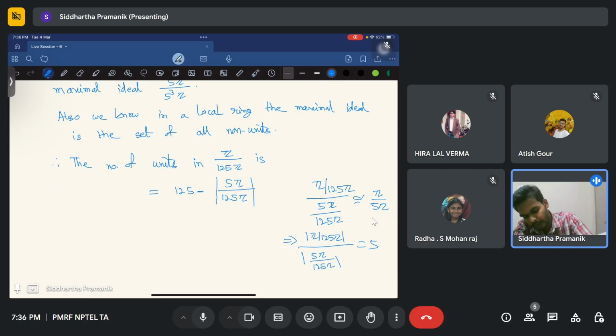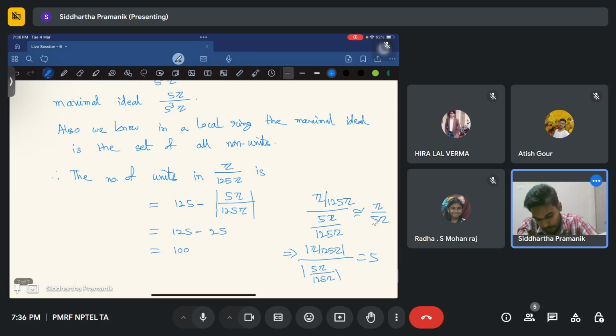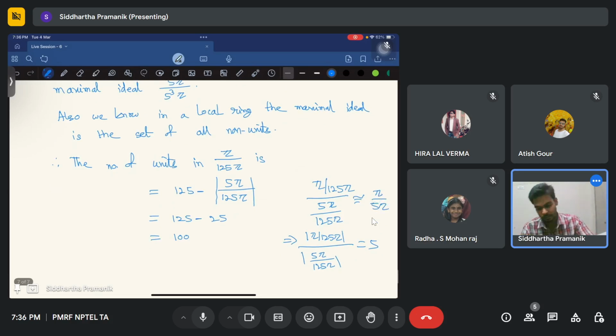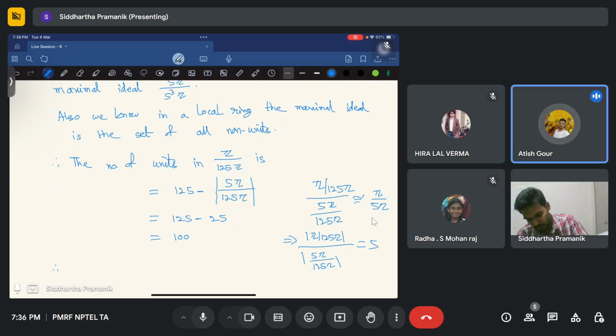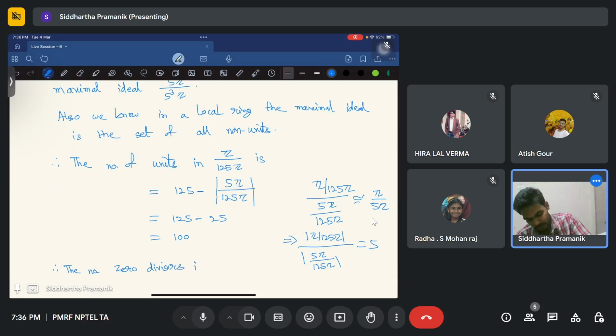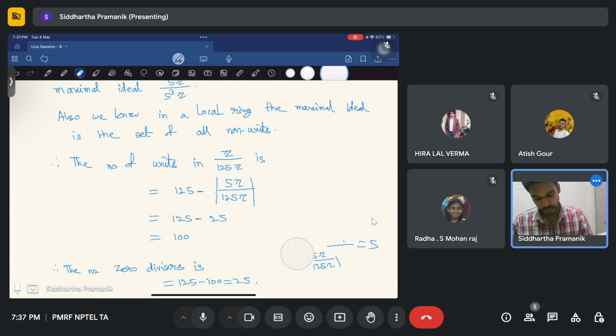So what should be the cardinality of this? This is basically 125 minus 25. So the number of units is 100. Now what is the number of zero divisors? Okay, 25. Yeah, so the number of zero divisors is 125 minus 100, which is 25. So I hope this is fine. So is it okay?